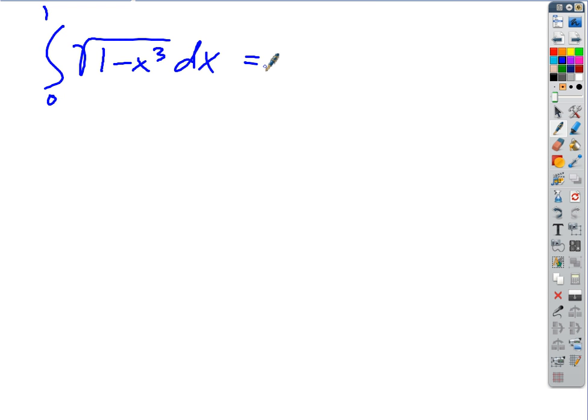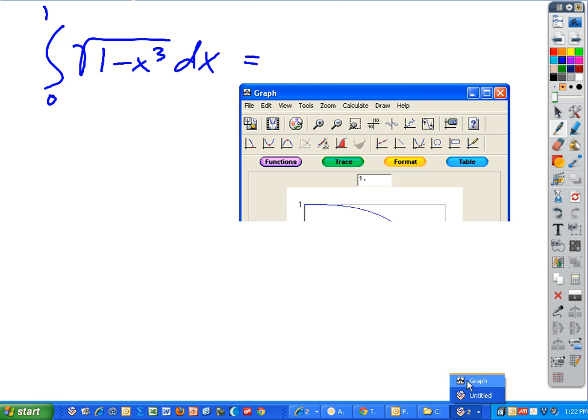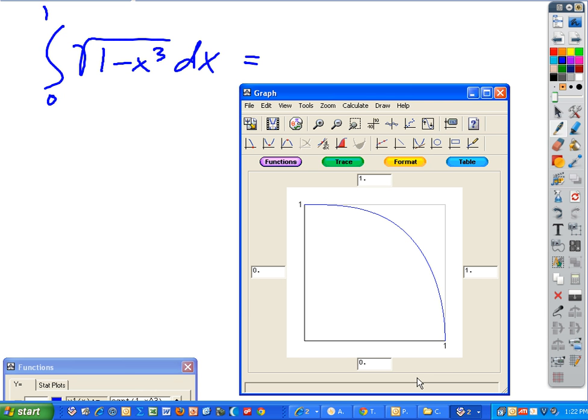Okay, let's say we want to calculate an area under a curve, right? This is an area that exists. I can prove it to you that it exists because here is the graph of the square root of 1 minus x cubed on the interval from 0 to 1.